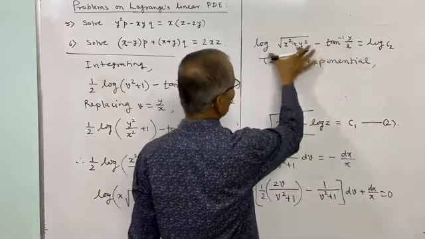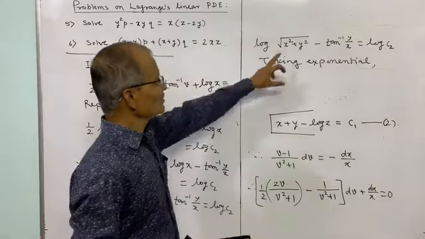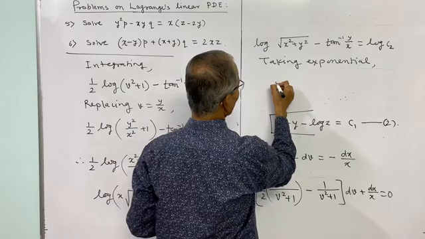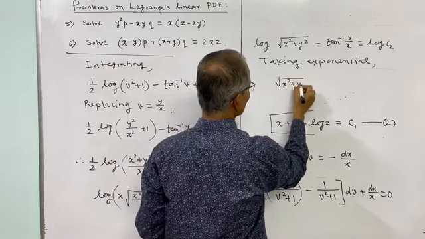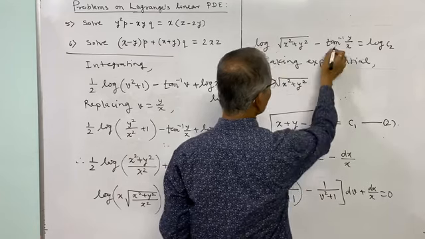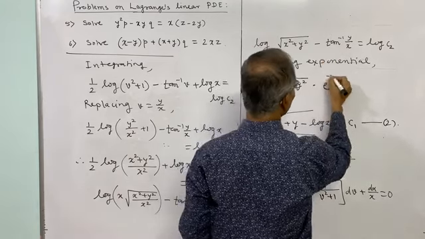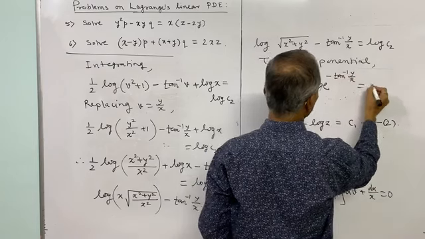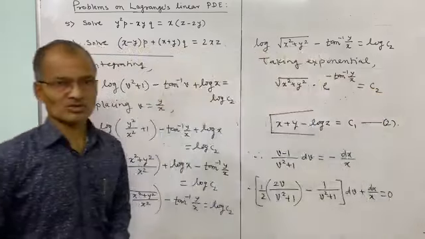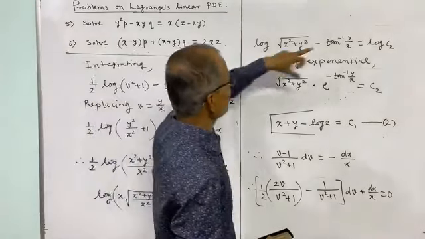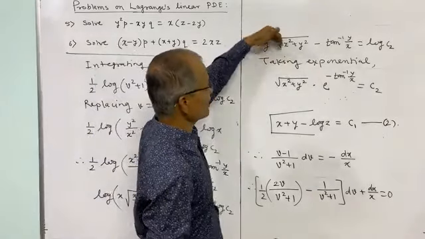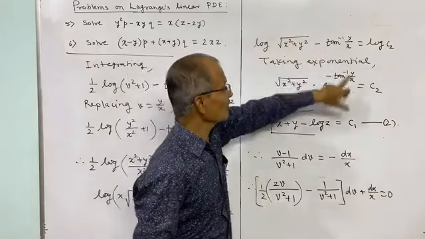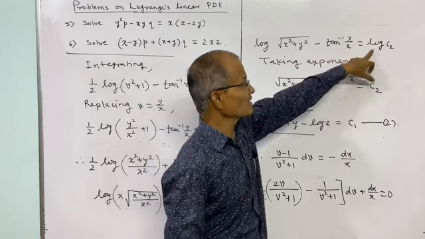So what is e to the power of this whole? Now that can be separated, and this log cancels, and therefore it is root of x square plus y square, and then this is into e to the power negative tan inverse of y by x, and is equal to c2. You may verify this, taking exponential, so e to the whole power of this, and then separating e to this power, and then into, using log of indices, into e to the negative of tan inverse of y by x, and this log cancels.